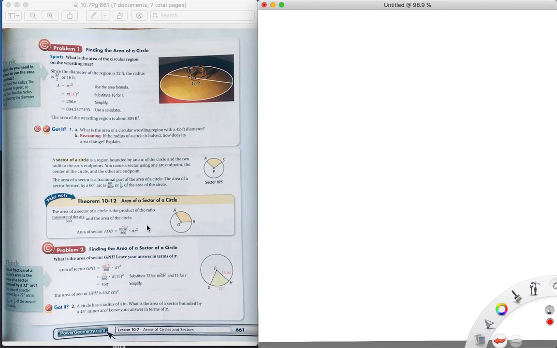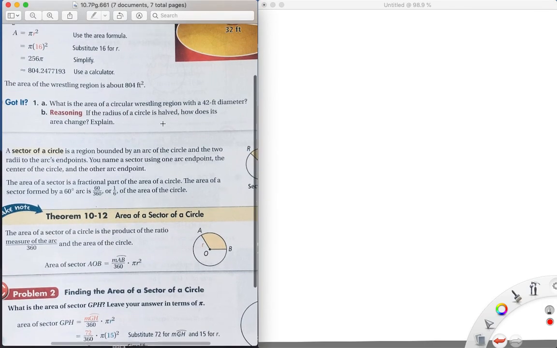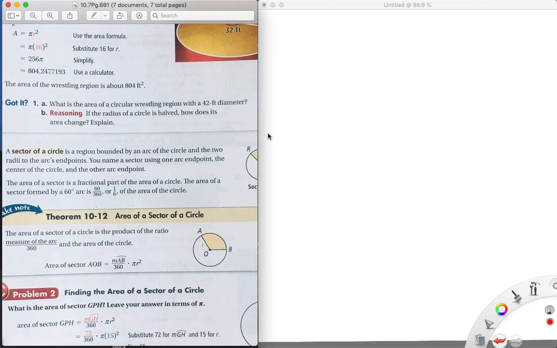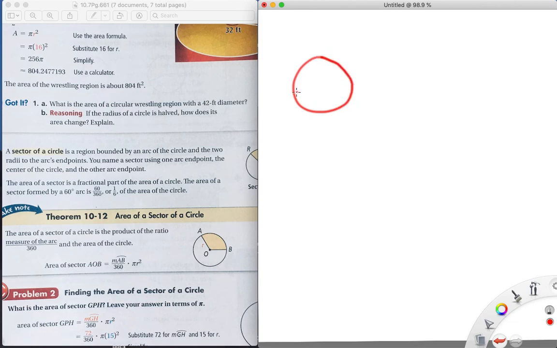So in the first problem, they say that it's a circular wrestling region and it has a 42-foot diameter, and they want to know what the area is. So we have some circle that has a diameter of 42 feet. What's the area?